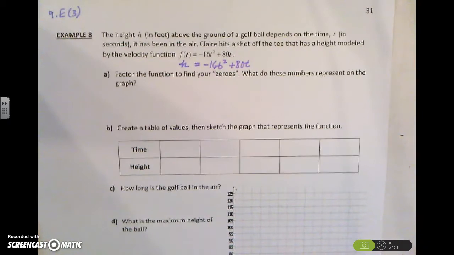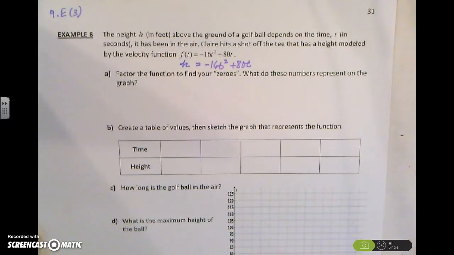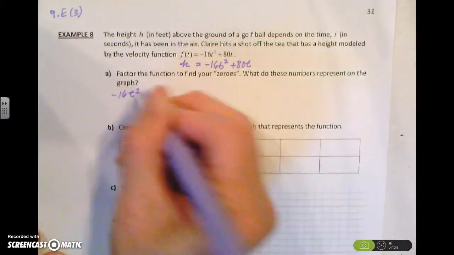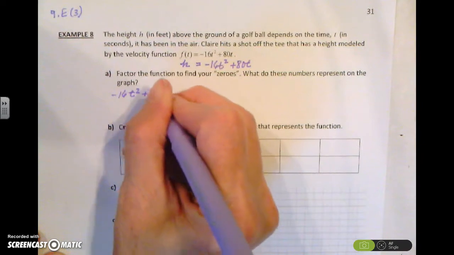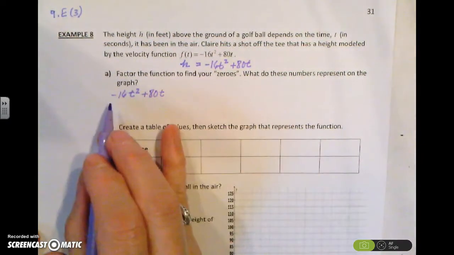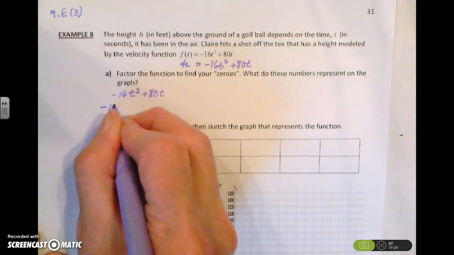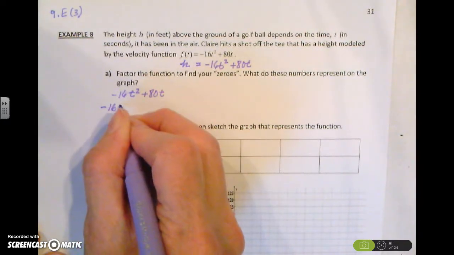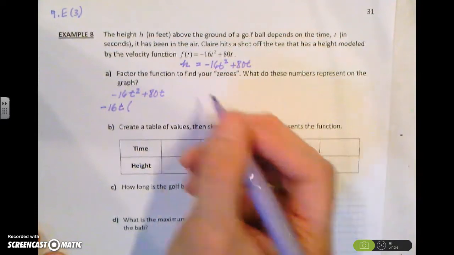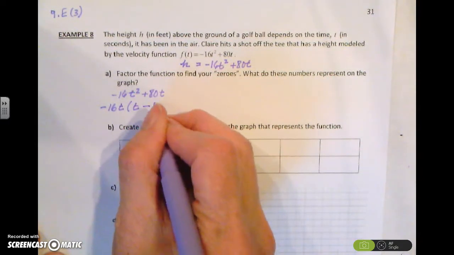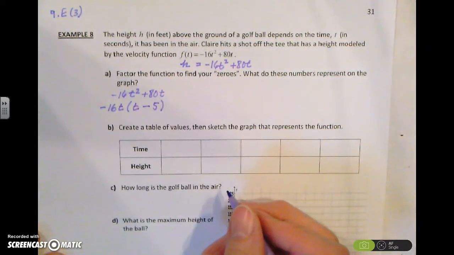All right, so A, we're going to factor the function to find our zeros. So I'm going to take negative 16t squared plus 80t and factor it. It's negative, so I'm going to factor out a negative 16. It goes in both 16 and 80, and I can take out a t. And that's going to leave me with t, and then this will be minus 5.